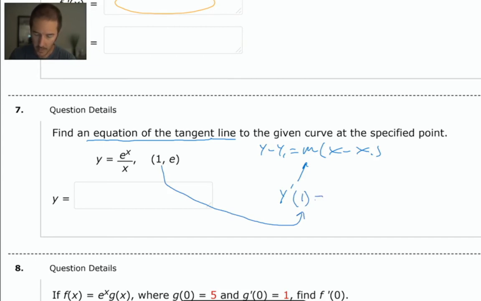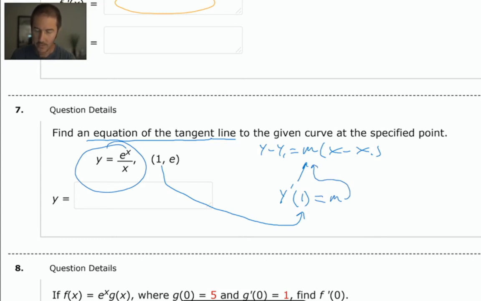Let me say that again. Once you find the derivative of this, call it y prime. Once you have the derivative in terms of x, then plug in an x value of 1. Then you'll have y prime of 1 instead of y prime of x. That will equal your slope.